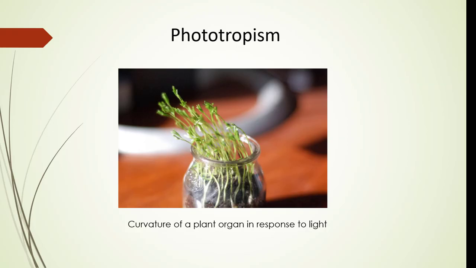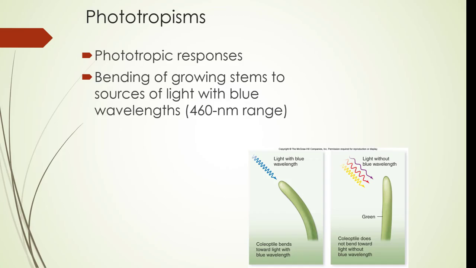Phototropism is the curvature of a plant organ in response to light. So phototropic responses include bending of growing stems to the sources of light with blue wavelengths. So you won't have that if you don't have a blue wavelength within your light spectrum.